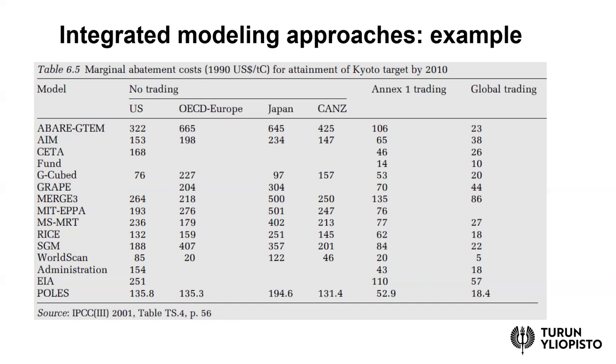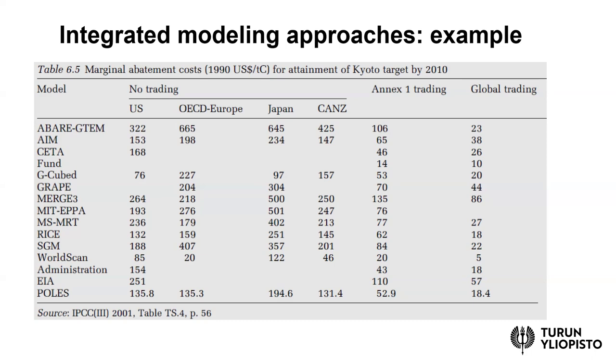This table, again adopted from the textbook but based on the IPCC report from the year 2001, indicates the estimates alternative modeling approaches would yield for the marginal abatement cost of carbon dioxide. And as you can see, there are more than a dozen different models cited in this IPCC report. So there are some broader conclusions that can be drawn based on this, we could call it a meta-analysis of different reports.